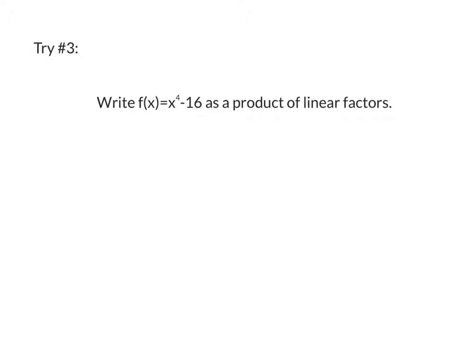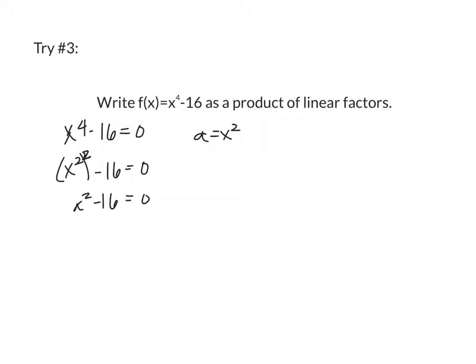So x to the 4th minus 16 equal to 0. Again, this is another substitution problem, so we're going to substitute a as x squared. So this is x squared squared. That's how we get to the 4th power. So x squared squared minus 16 equal to 0. So that's really a squared minus 16 equal to 0. If we factor that as difference of squares, we'll have a plus 4 and a minus 4 equal to 0. That's as far as we can go with a.